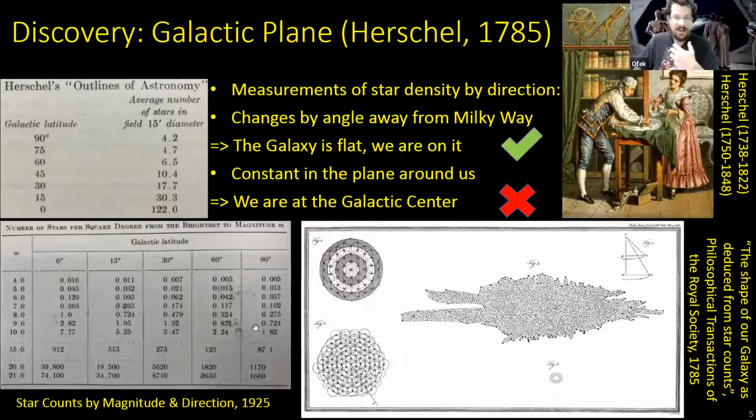So Herschel already had a basic count of this. And from this, he concluded two things. The first of them was that the galaxy was in fact flat. It was a flat construction, basically a disk. It's not completely flat. It's not one star in width, but it's much more flat than it is wide, which means we are sitting in the galaxy.